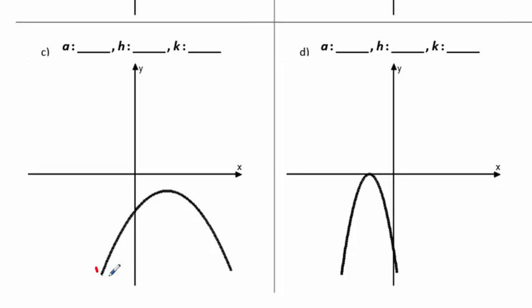In part C, this graph opens down, so A is negative. It's been shifted to the right, so h is positive, and down, so k is negative. Part D, A is negative because it opens down. h is negative because it's been shifted to the left, and k is 0 since it has not been moved up or down from the x-axis.